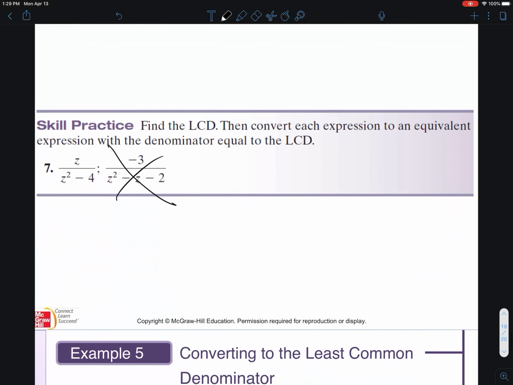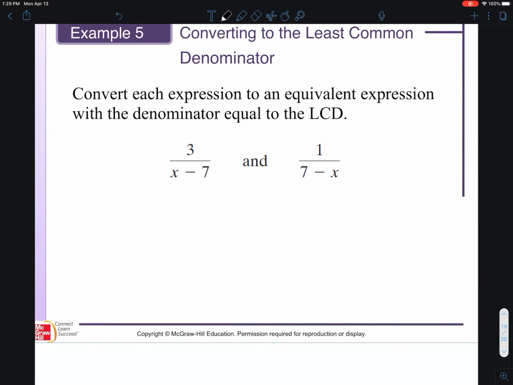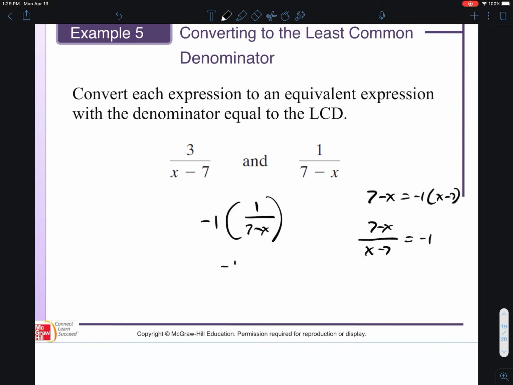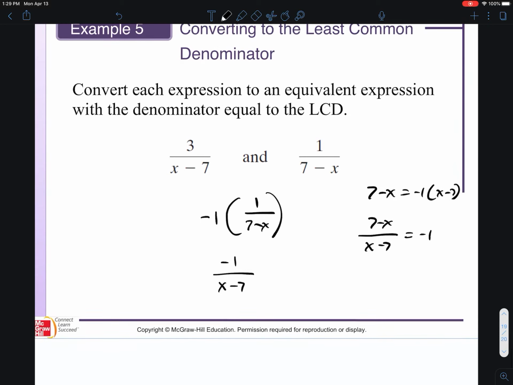All right, we'll skip this one, also this one. And then this one here says convert each expression to an equivalent expression with the denominator equal to the LCD. If you remember, I did this previously, that 7 minus x over x minus 7 is equal to negative 1. So all I have to do is multiply the right one by negative 1, so then it becomes negative 1 over x minus 7, and then they have the same denominator. So this one's a little easier than the other ones.